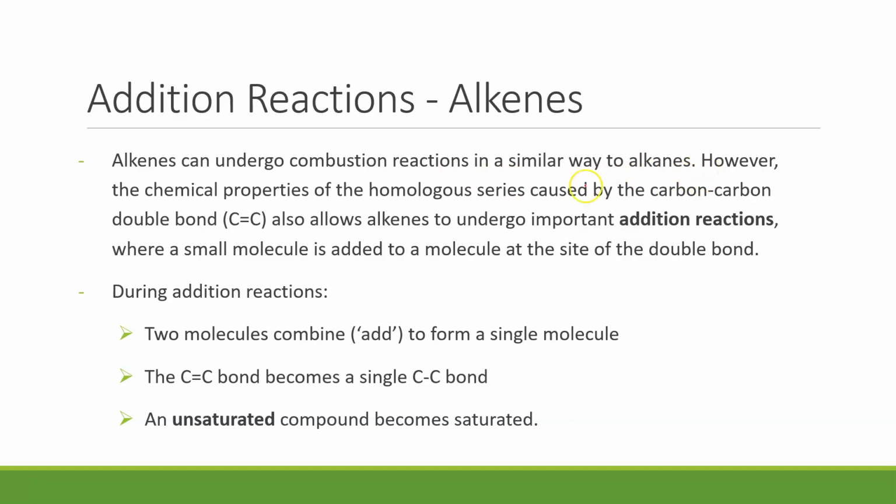So alkenes will undergo combustion reactions similar to alkanes, but the chemical properties of a homologous series are caused by the carbon-carbon double bond. This means that in addition to our combustion reaction, alkenes will undergo addition reactions. So not substitution, these are addition. A small molecule is going to be added at the site of the double bond and typically to each side of the double bond. So where we would have the double bond normally, the double bond will break and we're going to add something to one side and something to the other.